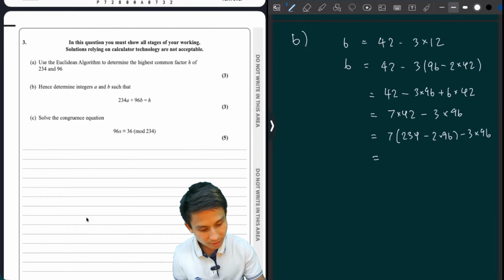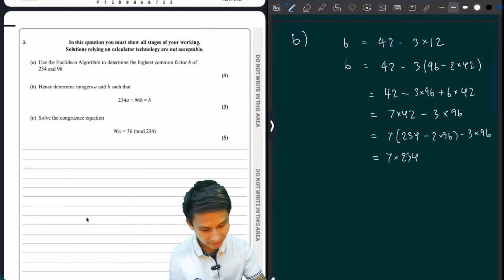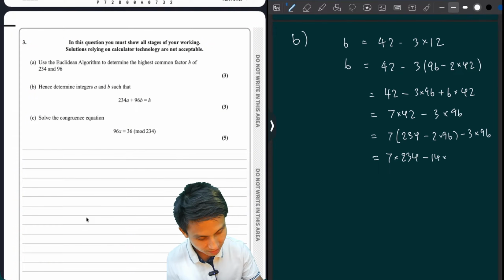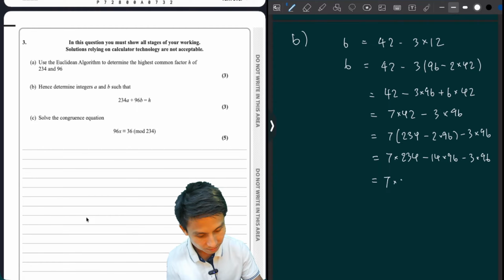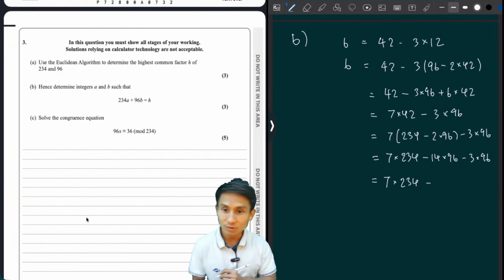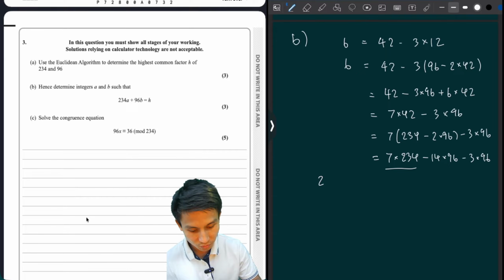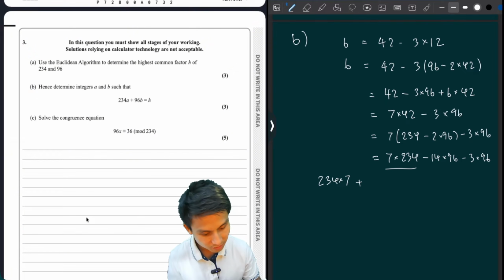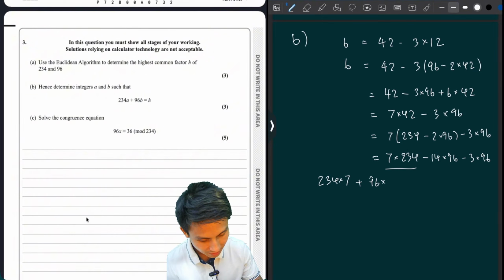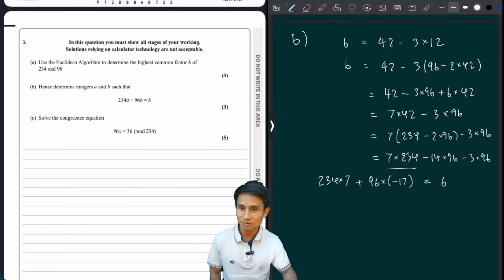So we have 7 times 234. That seems to be simplified already. And here we have minus 14 times 96 minus 3 times 96. If we merge all the terms, I think we got it. So I'm just going to write it as they want there. This is just 234 times 7 plus 96 times b. So that is 96 times minus 17, equals 6 there. So that's probably it.